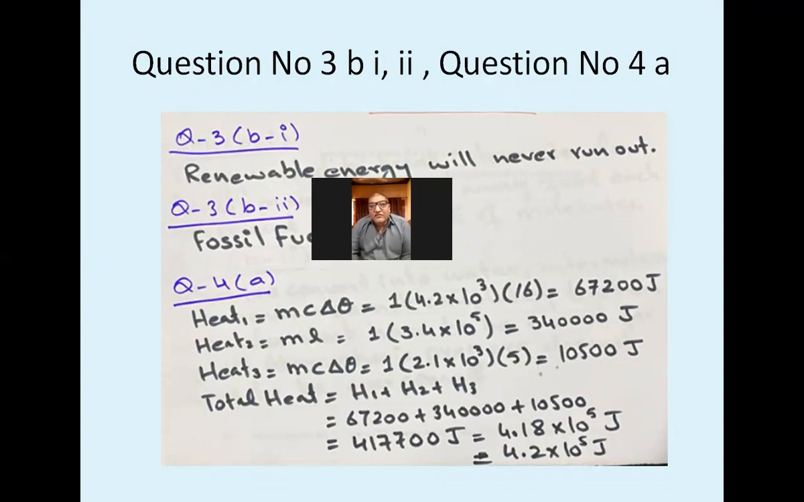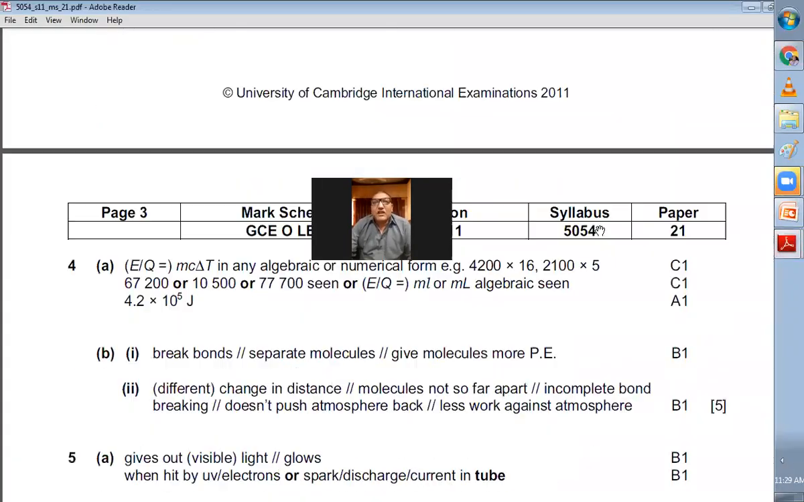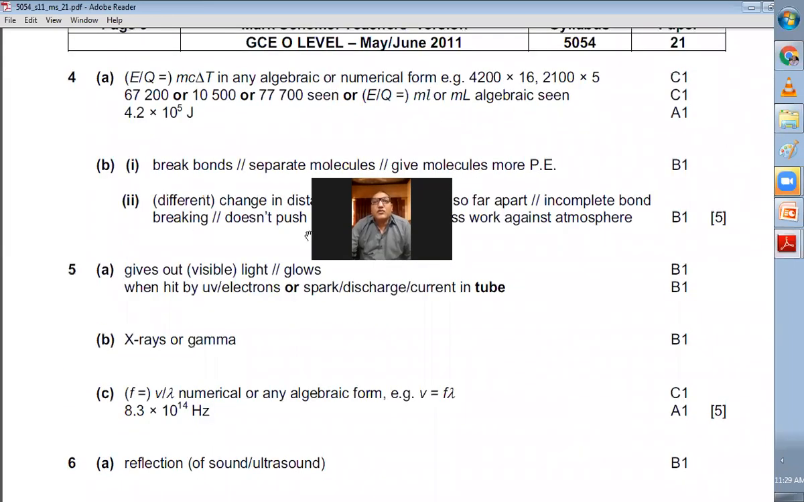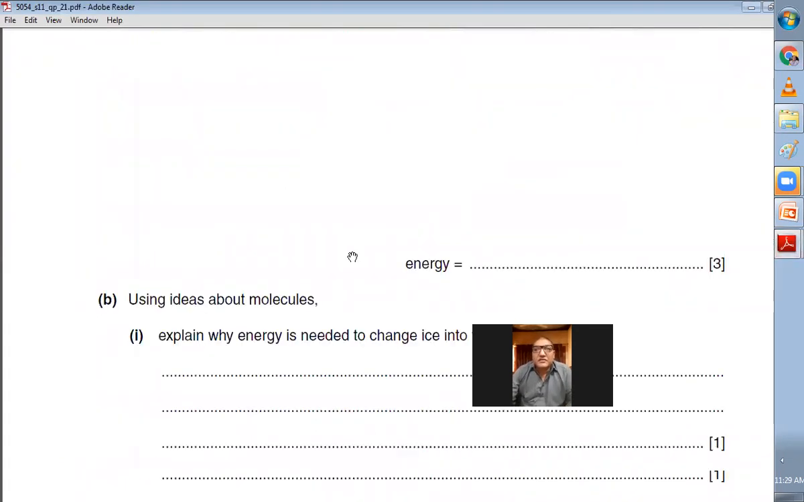So for the total heat involved, I will add up H1, H2, and H3, and the final answer will be 4.2 x 10^5 joules. I hope if you do it on your calculator on a hard copy of the paper, it will be very easy for you. So let's check what the marking scheme says. And here we go. The final answer should be 4.2 x 10^5 joules. So this was question number 4, part A. It's a 3-mark numerical, and I hope that you will be able to solve it now.